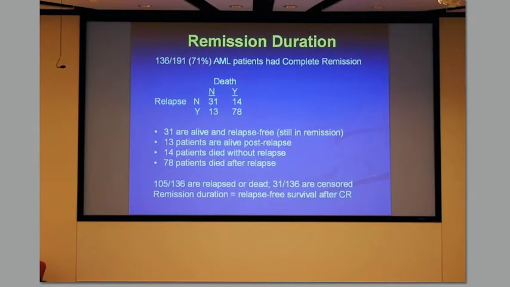So again, you can't just look at the remission duration variable by itself. You have to look to see which patients that's an actual value and which patients that's a censored observation. So 31 out of the 136 is censored.